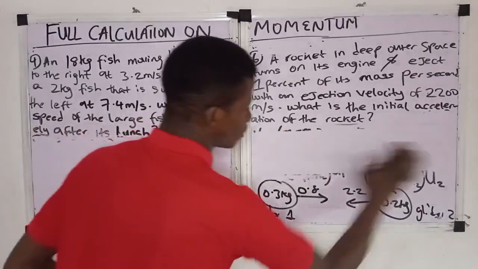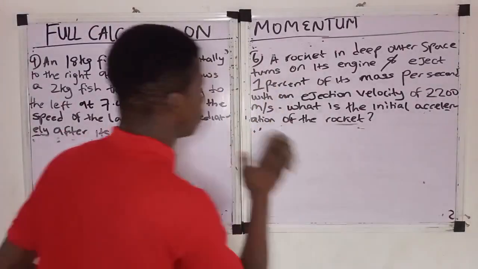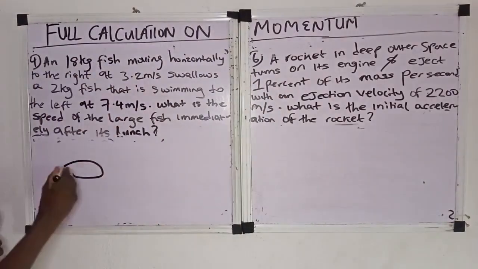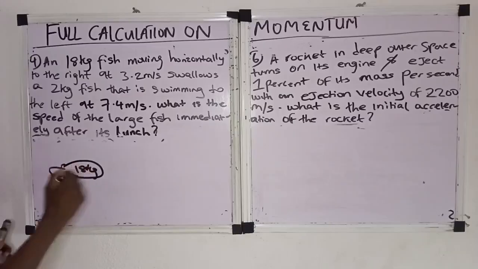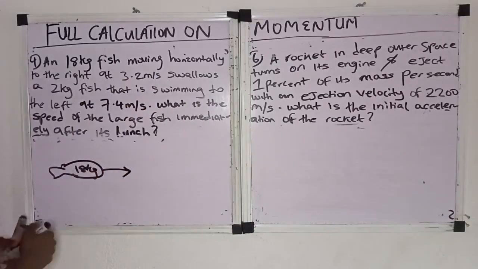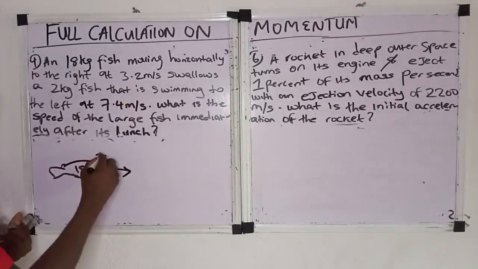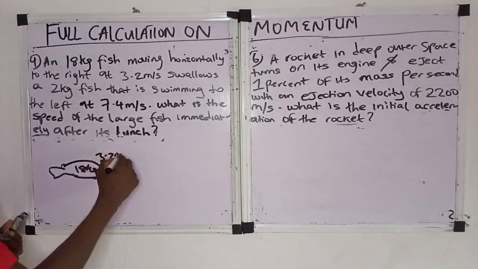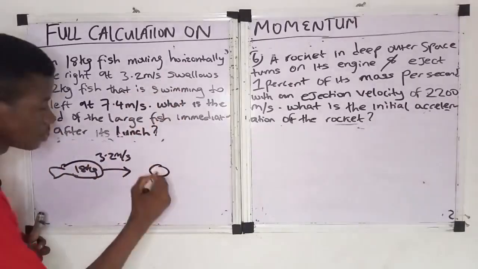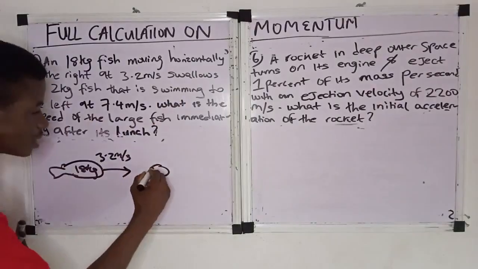Let's do question 4. Question 4 says an 18 kg fish, let's say this is a fish, 18 kg, moving horizontally to the right at a speed of 3.2 meters per second, then swallows a small fish, a 2 kg fish.